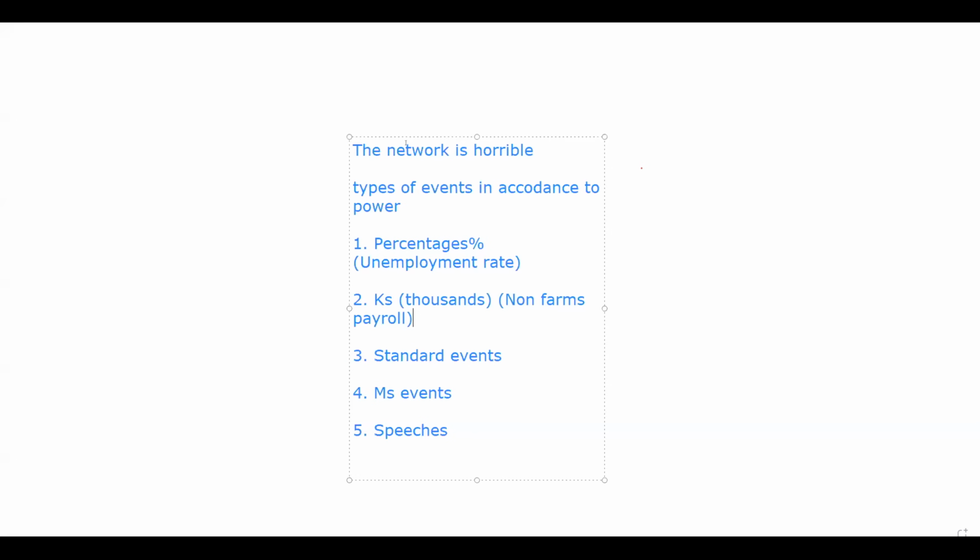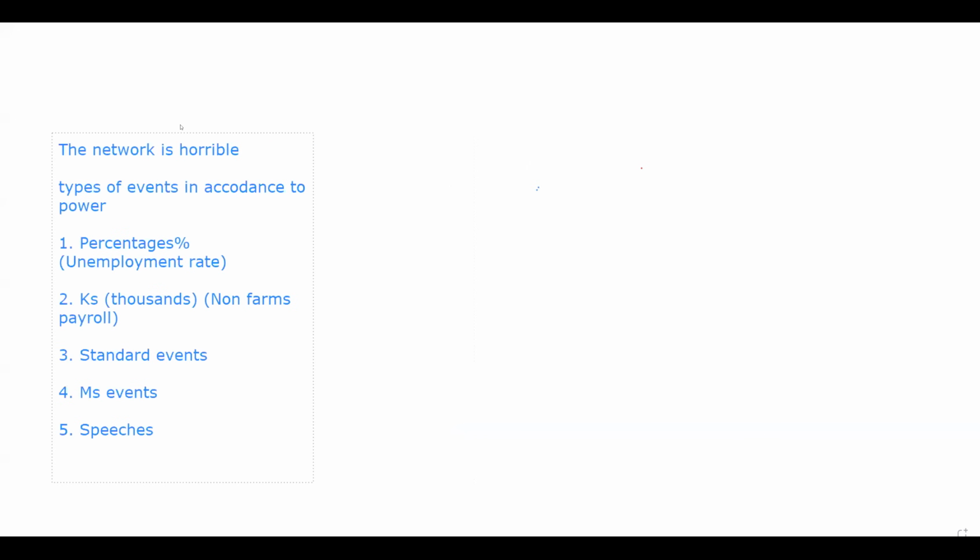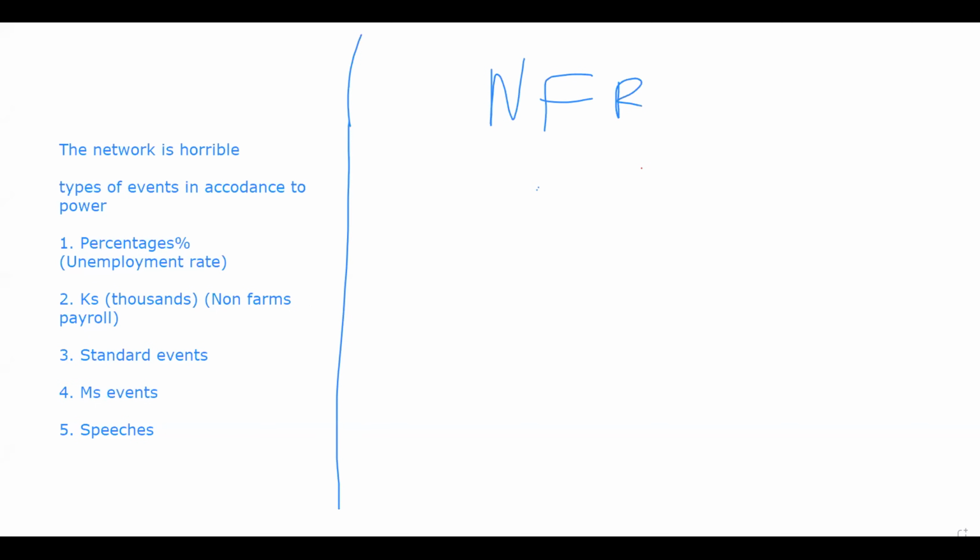Now, I'm going to give you guys an example. Let me just see if I can. How do I move this? Okay, select. I'm going to give an example with NFP while we're still here, right? I want to draw. Okay, perfect. Now, let me draw a line here that's going to divide everything. Yeah, so we have NFP, right?